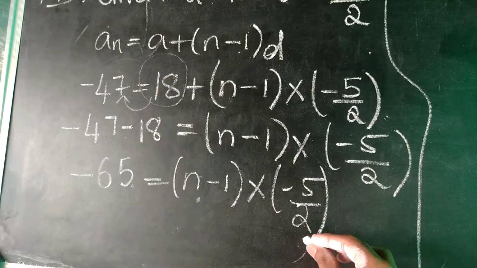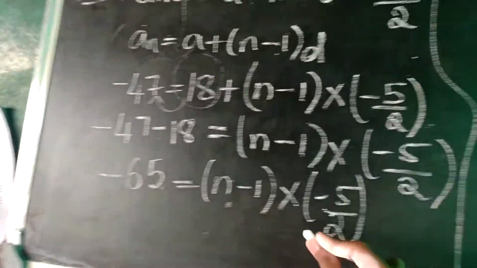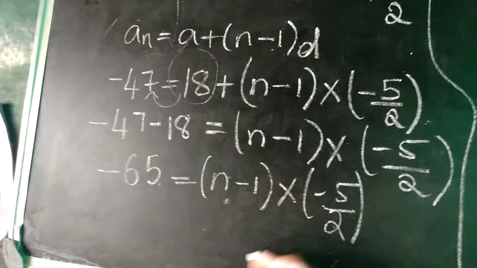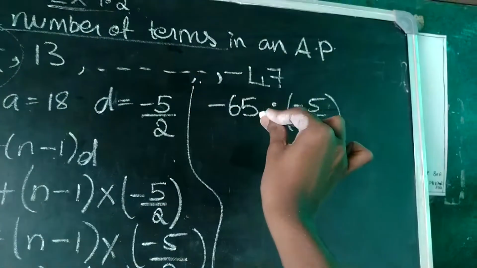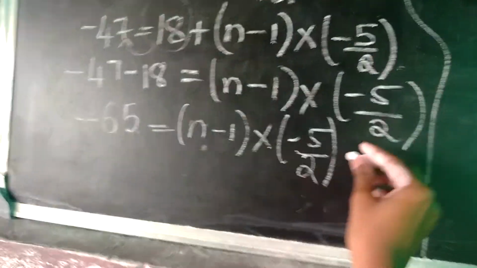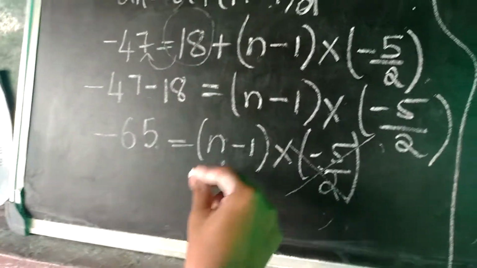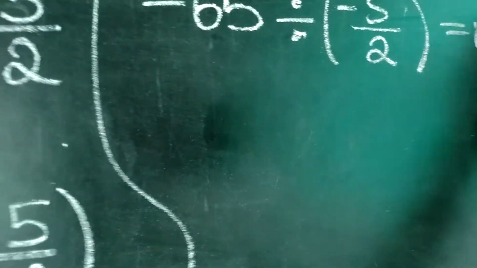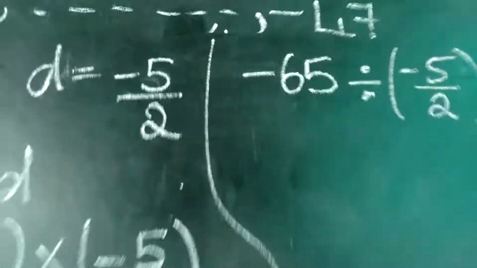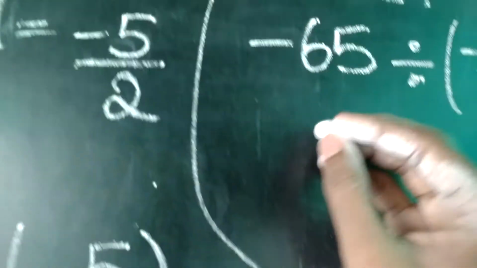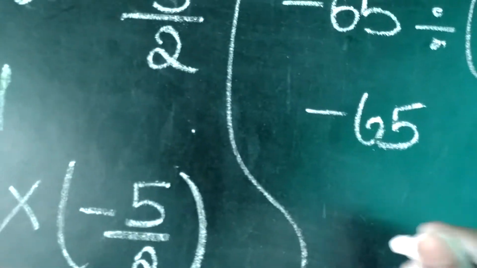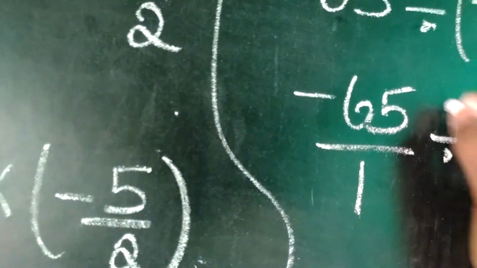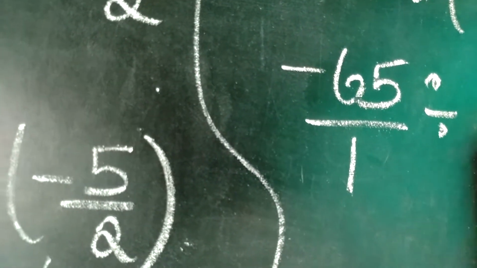So when this minus 5 by 2 goes there, it will become division, because when multiplication goes there, it will become division. So minus 65 divided by minus 5 by 2 equals, then what we have in RHS, when this minus 5 by 2 has gone there, the leftover part in RHS is only n minus 1. Now look at this board, all of you, properly. See here, this is actually a fraction, minus 65 divided by 1, divided by minus 5 by 2.